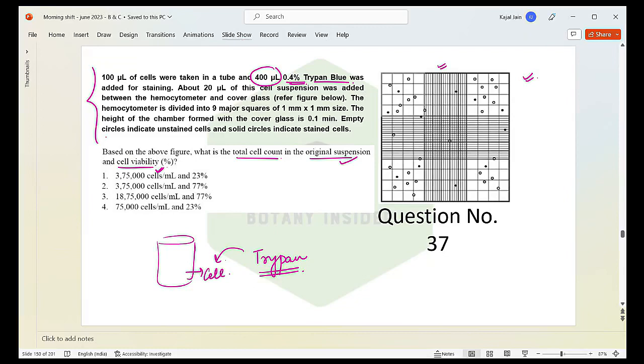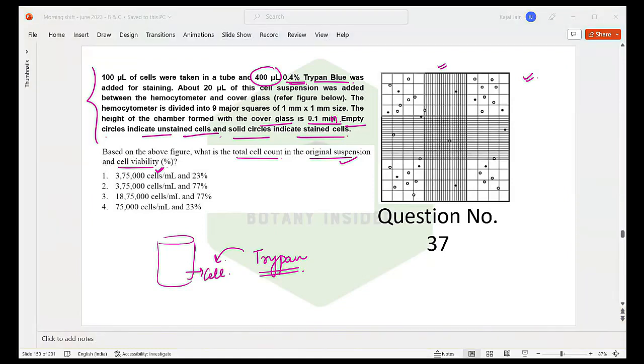The hemocytometer is divided into 9 major squares of 1 mm by 1 mm size. The height of the chamber formed with the cover glass is 0.1 mm. Empty circles indicate unstained cells, and the solid circles indicate the stained cells.